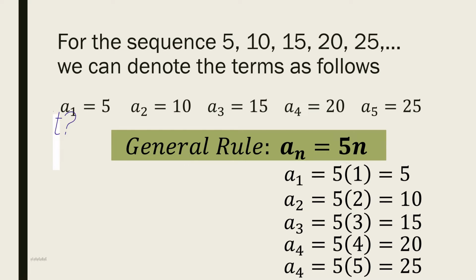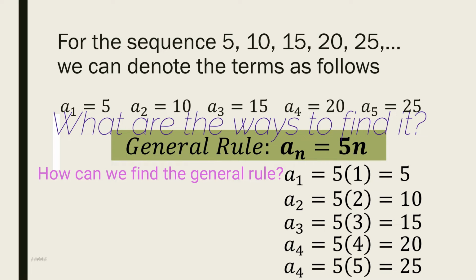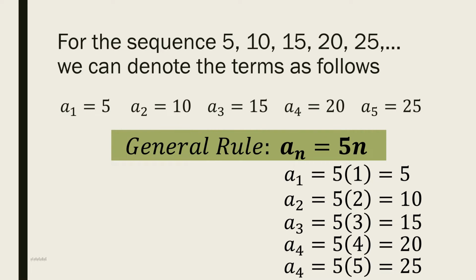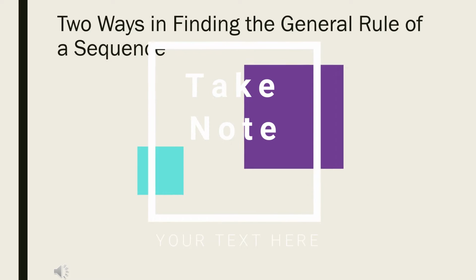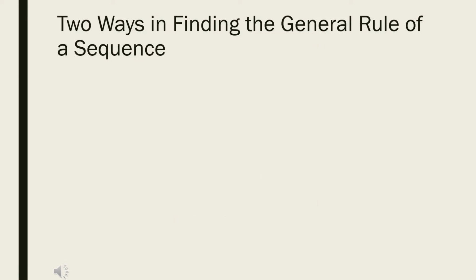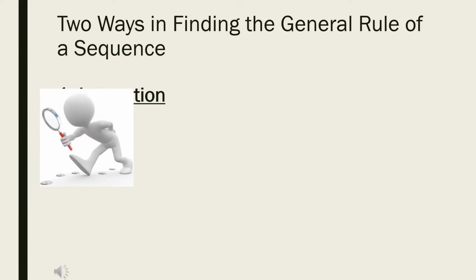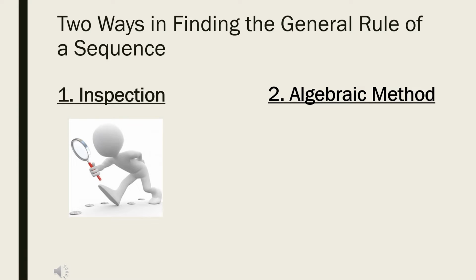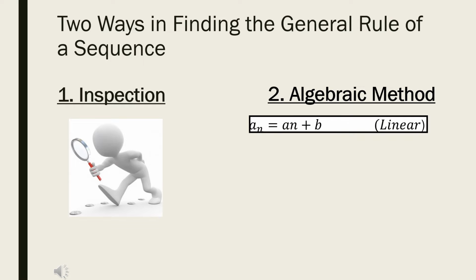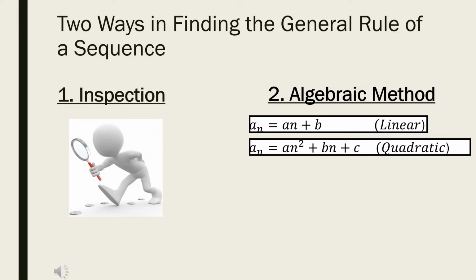Now the question is, how can we find the general rule and what are the ways to find it? There are two ways in finding the general rule of a sequence. First method is through inspection, and the second is using the algebraic method. And we have two formats. For linear, we will follow a sub n is equal to a times n plus b, or an plus b. And if it is quadratic, we'll follow the format a sub n is equal to an squared plus bn plus c.